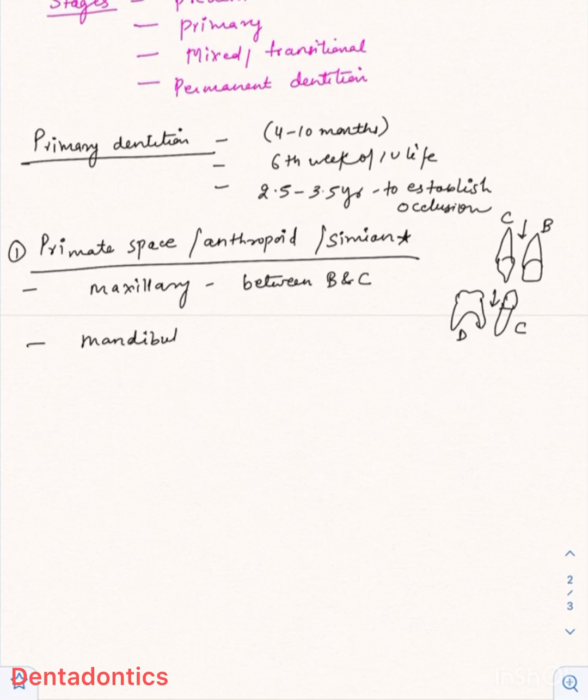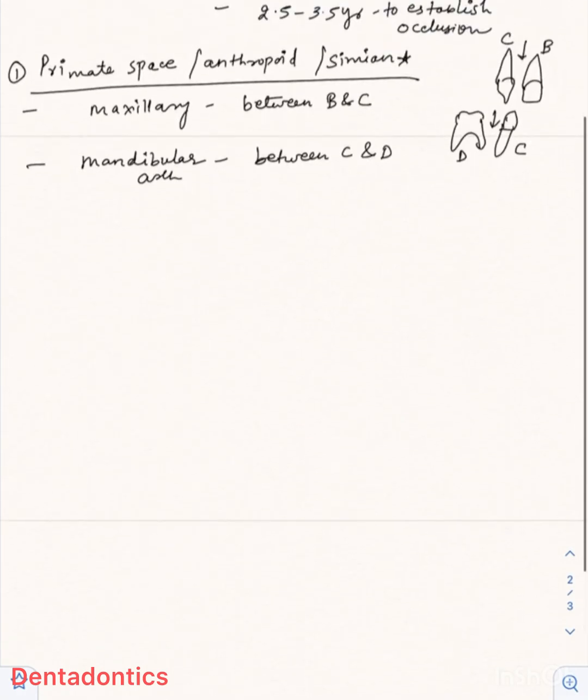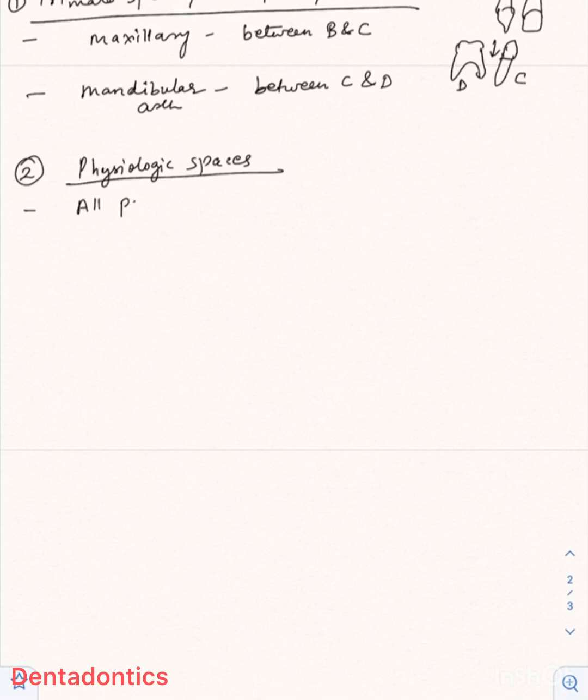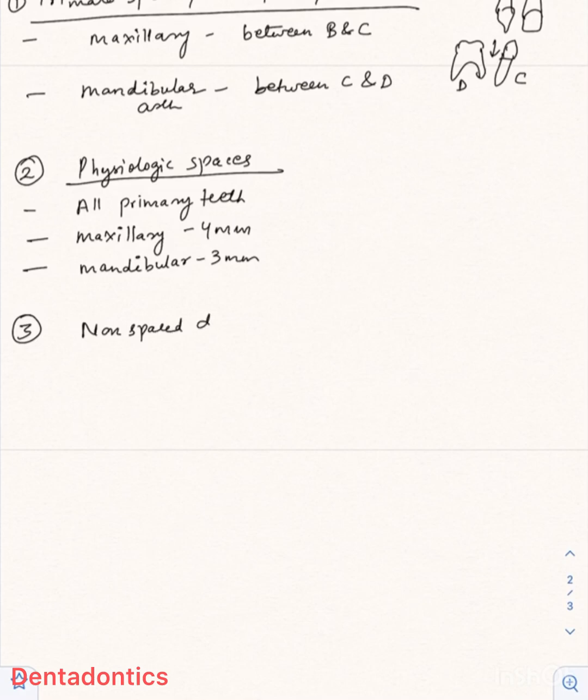Now coming to the physiological spaces. It is the normal generalized spacing present in all primary teeth, and it is very important for eruption of permanent teeth and to prevent crowding in the permanent teeth. In the maxillary arch it is 4 mm, and in the mandibular arch it is 3 mm. Now the third one is non-spaced dentition. If in primary teeth there is no spacing between the teeth, then it may lead to future crowding of the permanent teeth.